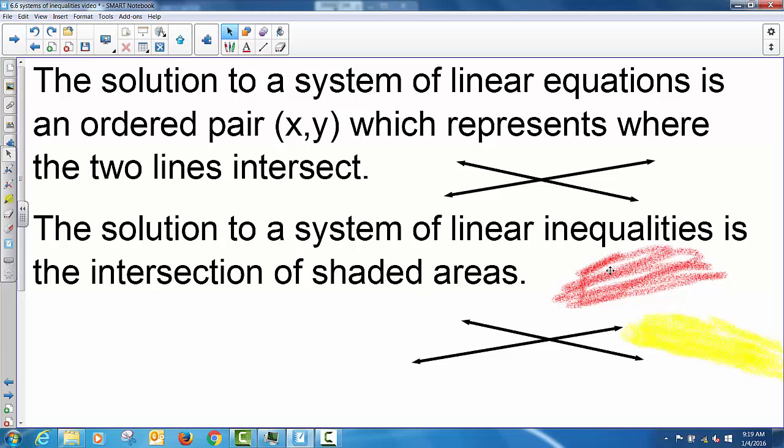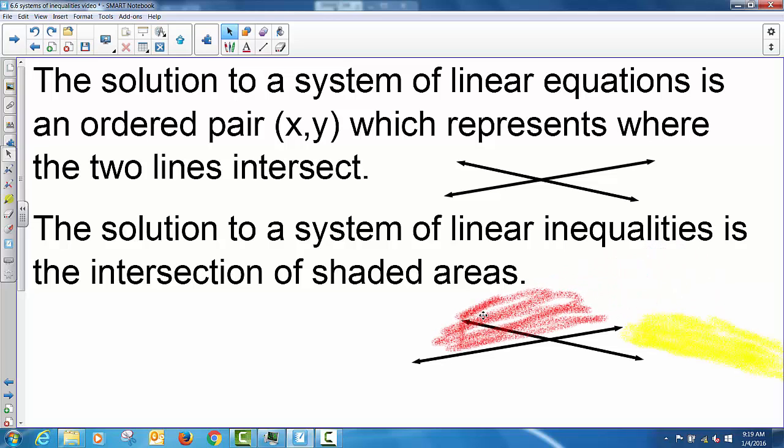For example, we might say that the solution to this inequality is everything above that line. Okay? And the solution to this inequality, the second line here, is everything below that line. Now, where would be the solution to the system? The solution to the system would be the intersection of the shaded areas, which would be right here where the yellow and the red come together.